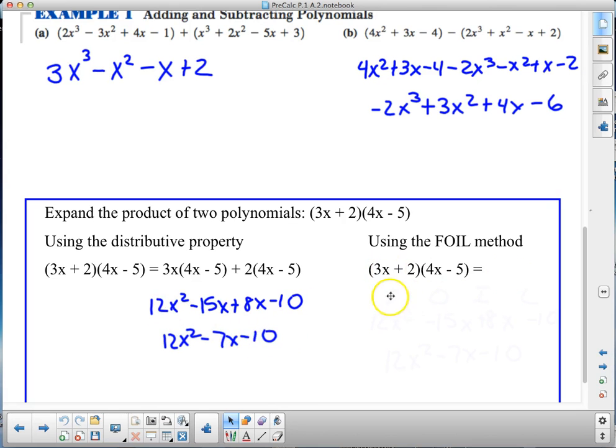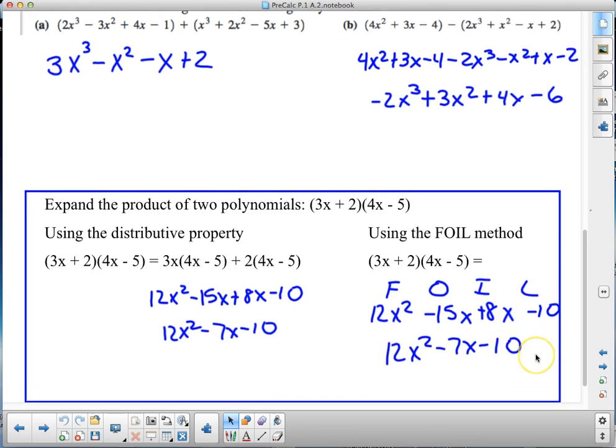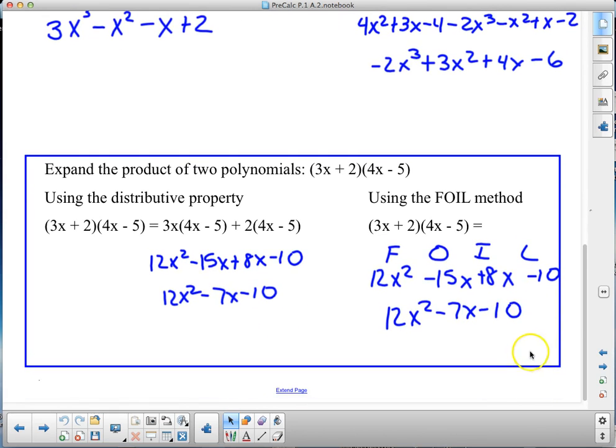If you look at this, your first, outside, inside, last, so your first was 12x squared. It's 3x times 4x. Your outside is negative 15x. Your inside is 8x, and your last is negative 10. Well, gosh, this looks the same, and we combine like terms, and we can get the same product. But keep in mind, FOIL is a shortcut.